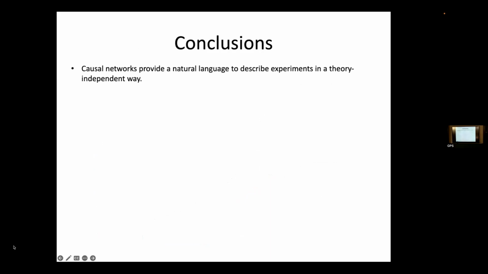So I come to the conclusion. What I wanted to tell you is that, in my opinion, causal networks are a very natural language to describe experiments in a theory-independent way. You can simply say, I believe that in my experiment there is a device that prepares particles. These particles travel in space-time, and then I make measurements and I get outputs. I'm not saying that these are classical or quantum physics particles, just a description of experiments in any possible physical theory.